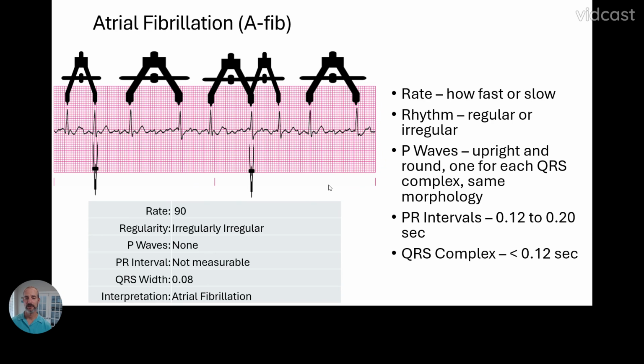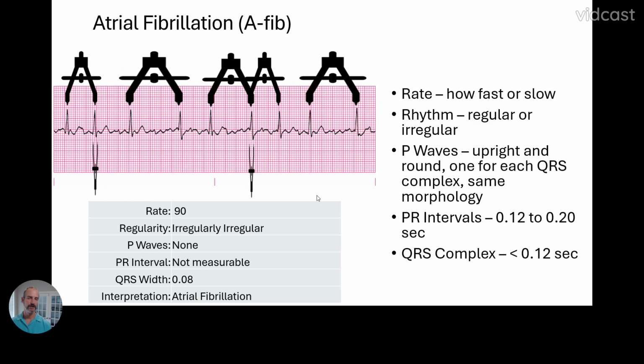Because of that, we can't measure PR intervals. There's no discernible P waves. So it's just kind of a fibrillatory pattern that doesn't have obvious P waves. Don't be confused by these. Those are T waves. You can see you do have organized T waves, which is representative of ventricular repolarization after the QRS complexes.